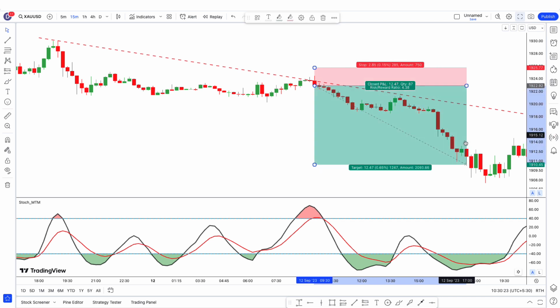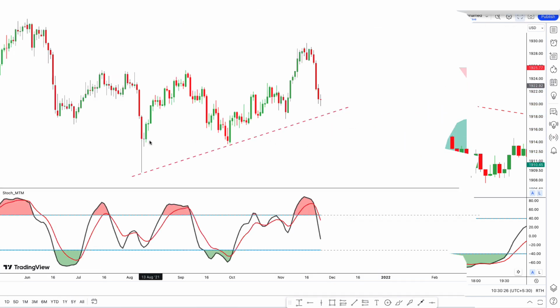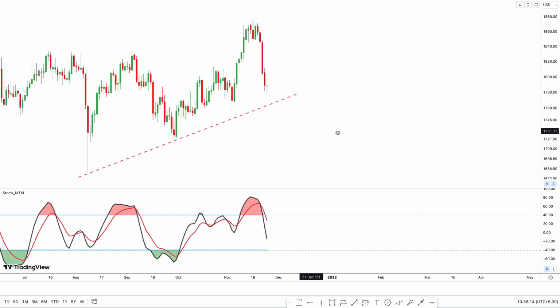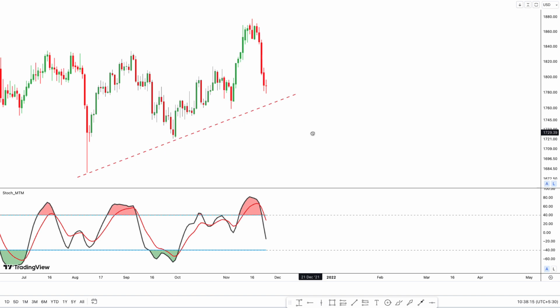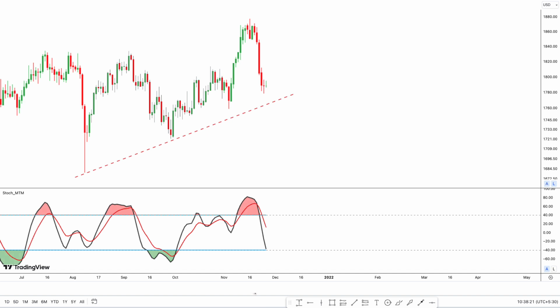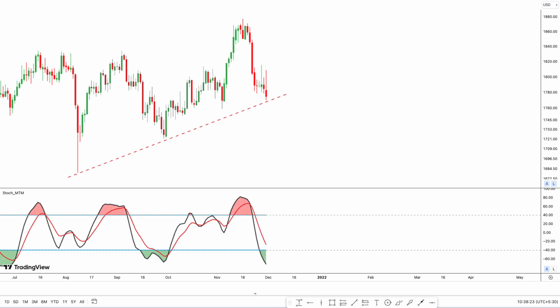Now, speaking of trade entries, how can we use this indicator to take trades? Well, I'm going to show you. To trade using this indicator, here is how we're going to do it. In a bullish trend, for example, here, we're basically going to wait for the stochastic oscillator to go below the lower band. This indicates a pullback in a bullish trend.